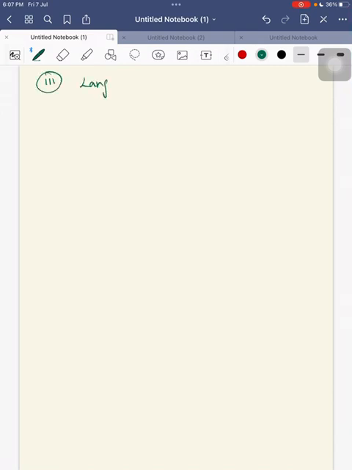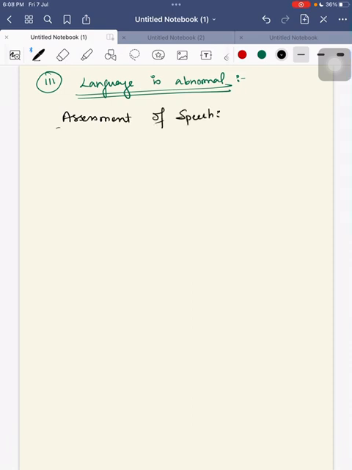Third step, when the language is abnormal. So how will you know the language is abnormal? You have to assess the speech. In this you have 4 things. First one is semantics. It is the knowledge of words and their meaning and how they are using it.